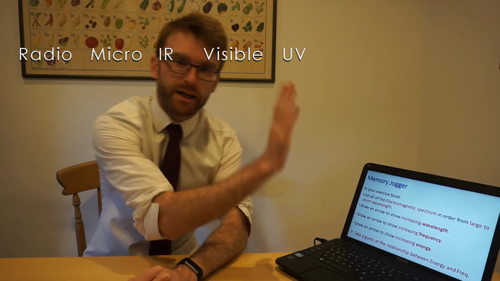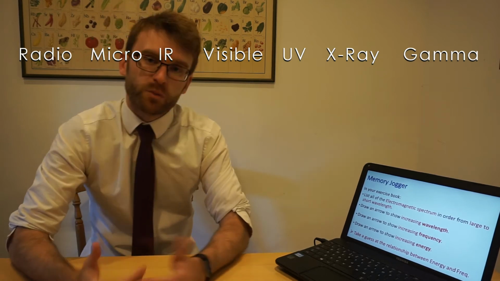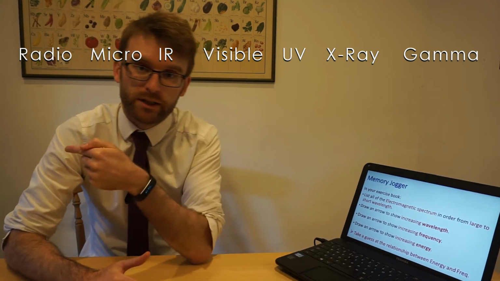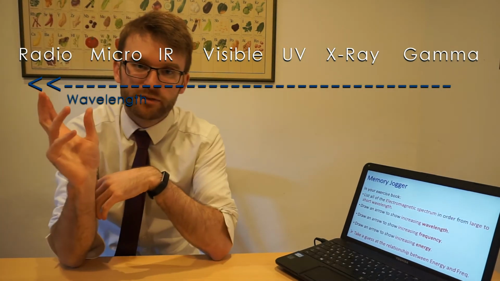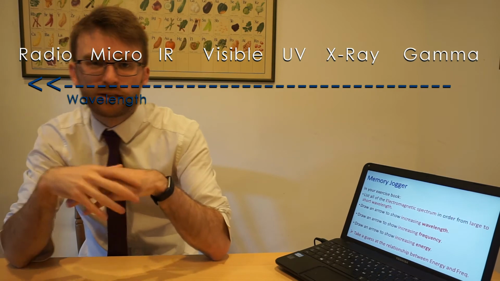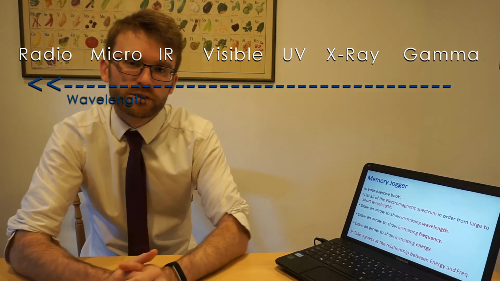The EM spectrum goes radio, micro, infrared, visible, UV, X-rays, gamma rays, right? Not even struggling with it. It's easy. The wavelength goes that way. Radio waves have the highest wavelength. Microwaves, infrared, they've got long wavelengths. Gamma rays, X-rays have really short wavelengths. All of them travel at the speed of light.